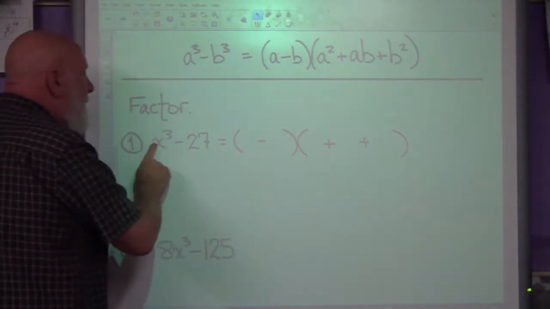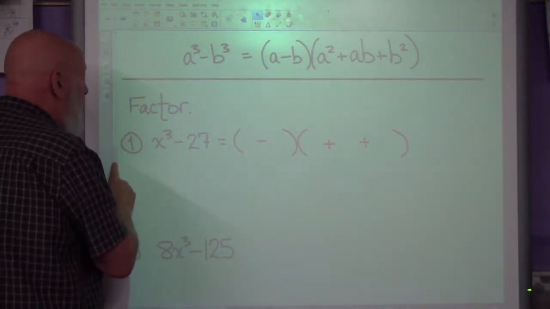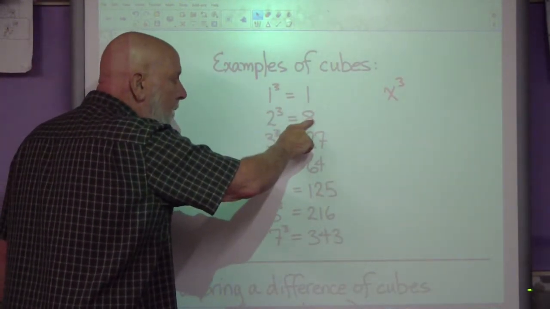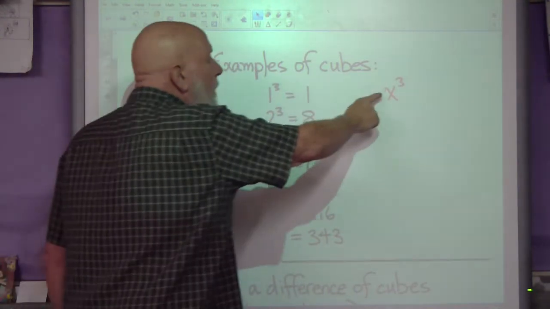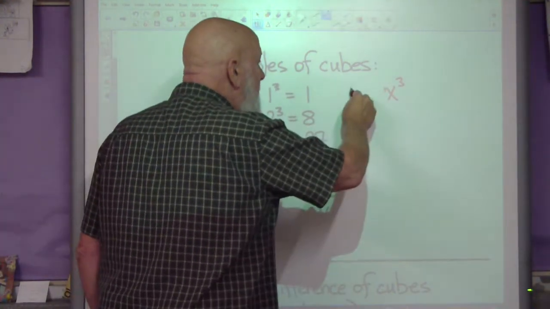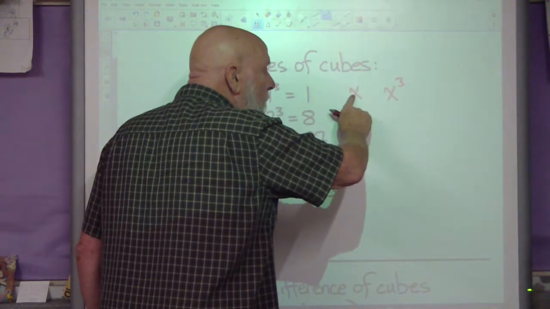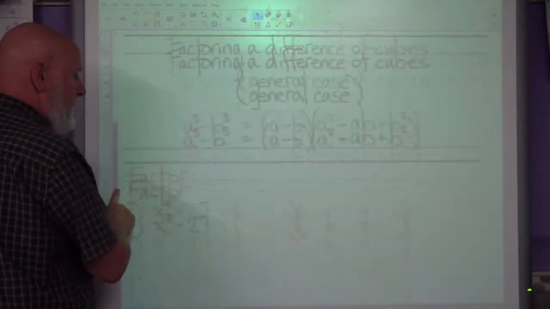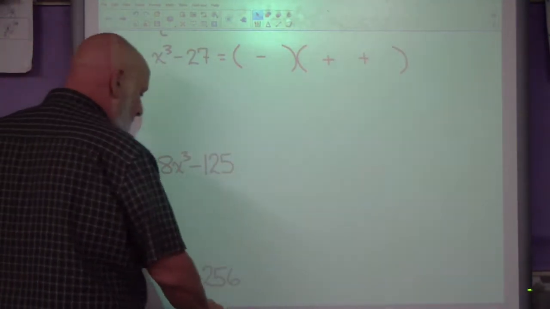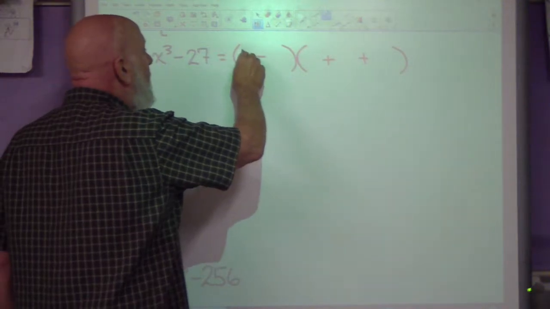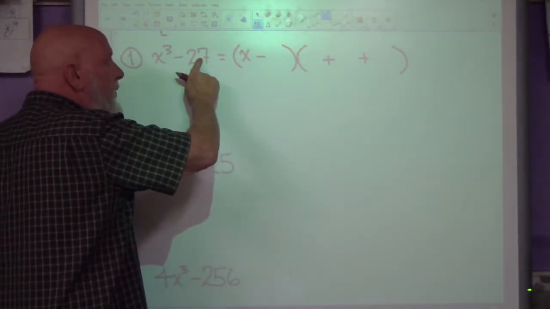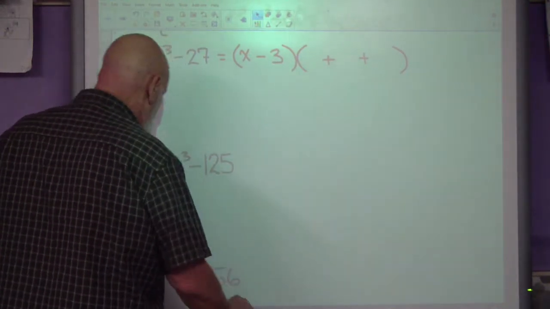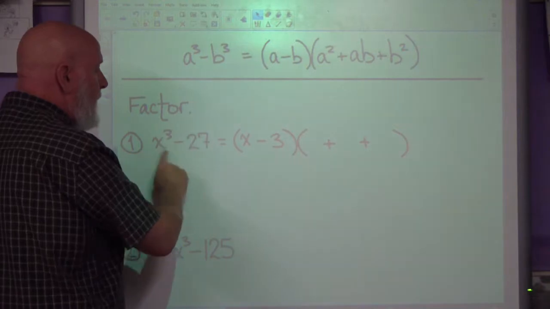What goes here is the cubed root of this one. For instance, the cubed root of 8 is 2 because 2 cubed is 8. The cubed root of x cubed would be x. So what I'm going to do is put the cubed root of this one, which is x, right here, and put the cubed root of this one, which is 3, because 3 times 3 times 3 is 27 right here. And then we're done with this.